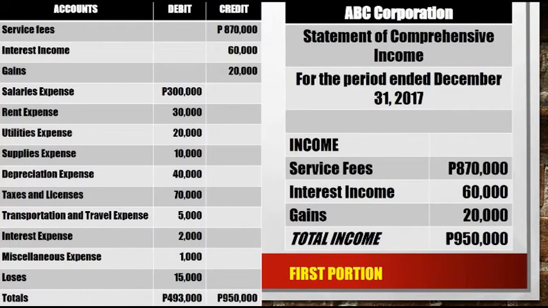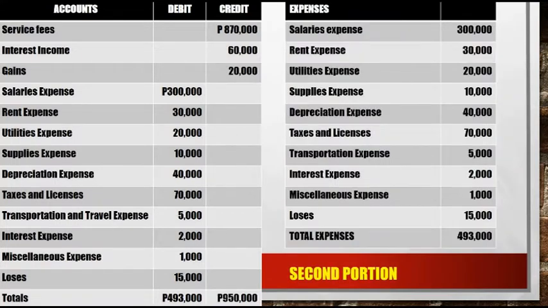So, kapag gumawa na tayo, we have here service fees. Pagdating sa income, ito yung first portion. You have service fees plus interest income plus gains. So, ang total income natin is 950,000 pesos. Second portion is lahat ng expenses. So, from salaries up to losses is expense.